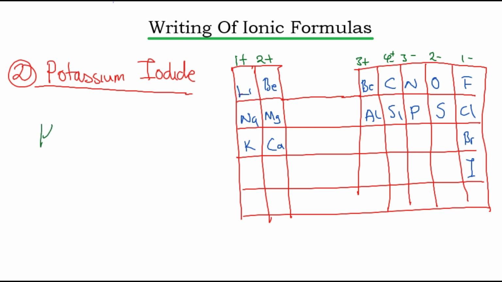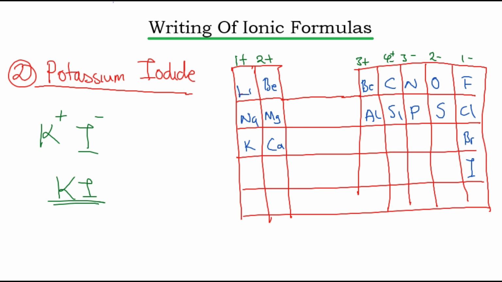So potassium, iodine, charge a positive, charge a negative. So we only need 1 potassium, 1 iodide. Then we're going to end it like that.